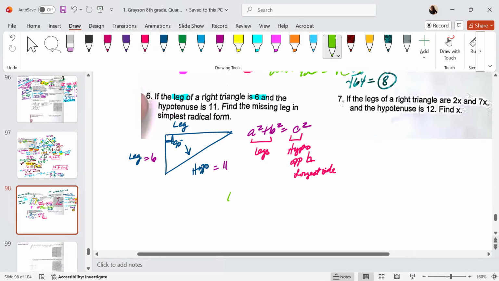Let's set this up. This one's missing. I'm going to put x for that, okay? Do you see that? Six is a leg, so that's 6 squared plus x squared. These are the two shorter ones, yes? Equals the longest side, which is 11, correct? You know that's the longest one because it's opposite of 90 degrees. So solve for x. Go. How do you get rid of the 36?